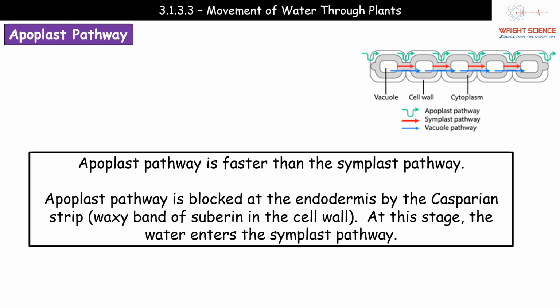Now, this isn't something that can carry on indefinitely in our plant. Eventually, we get to this little region called the Casparian strip, which is basically a waxy band of this material called suberin, which we find in the cell wall. And this is going to occur at the endodermis. Now, what that means is we're able to go through the Apoplast pathway until we get to the endodermis, hit that Casparian strip, and at that point, the water is forced into the Symplast pathway. We can't keep moving through Apoplast anymore.